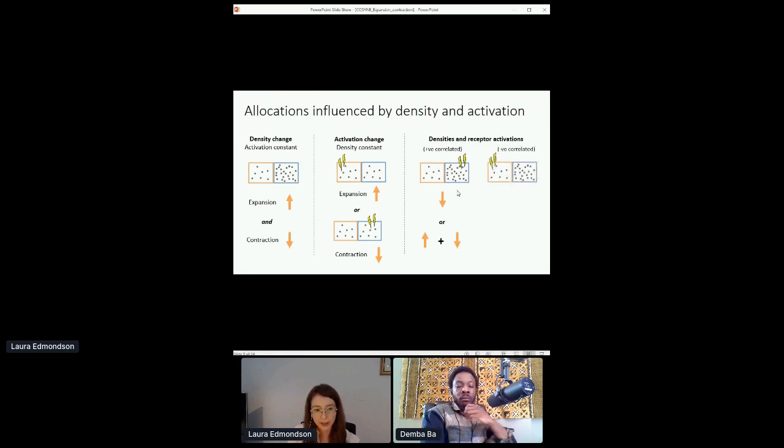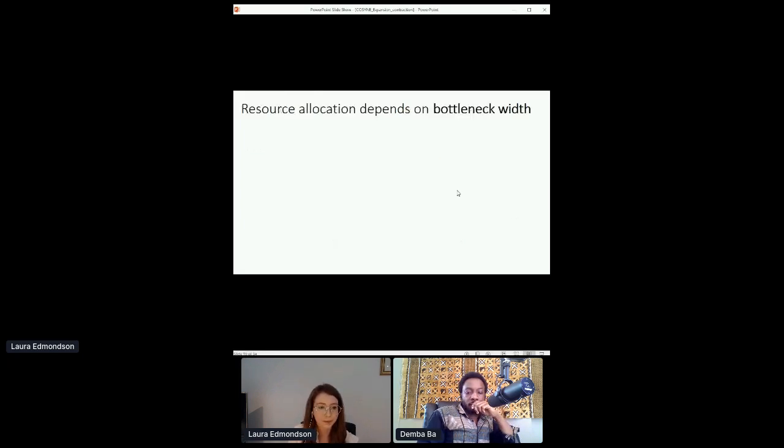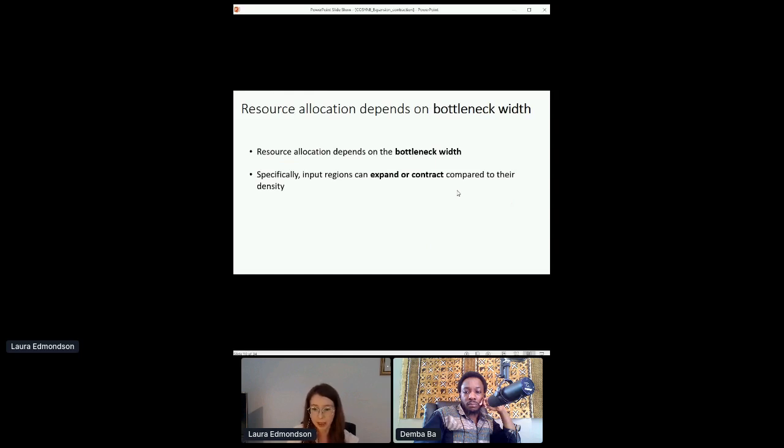So if the density and the receptor activations are negatively correlated, so we have a low density region with a lot of activation, then our orange low density region is going to either be expanded for the whole bottleneck if this is quite a strong negative correlation, or if it's a weaker negative correlation, we see expansion and contraction. So overall, our resource allocation really depends on our bottleneck width. So these input regions can expand or contract compared to their densities, but this exact profile of expansion and contraction is affected by both the densities and the activations.